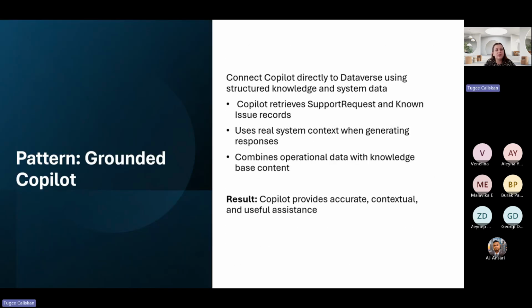And the architectural fix here is grounding Copilot in Dataverse. It means that instead of relying only on static documents, the Copilot retrieves real-time system data. So this allows Copilot to understand the current state of the support requests that we have, the relationship between entities, and the operational context behind them. So for example, when an employee asks about, let's say, their laptop request, Copilot can retrieve the actual support request record, providing a precise answer. And this transforms Copilot from a generic assistant into an operational assistant, right? This makes AI actually useful to our enterprise systems.